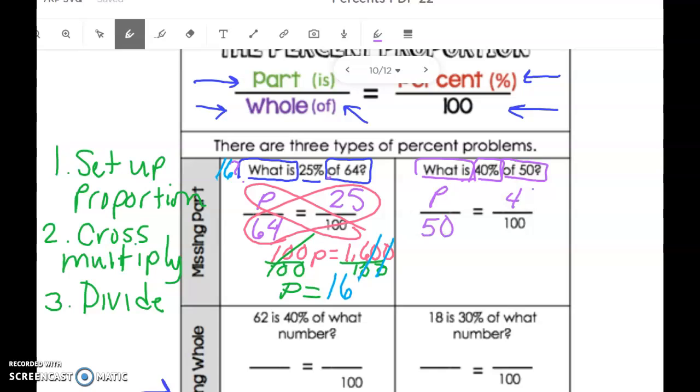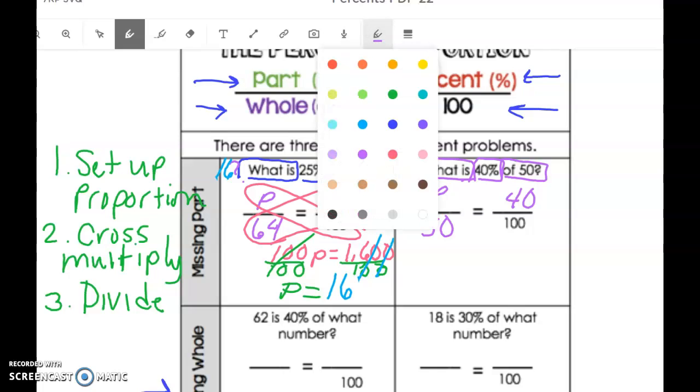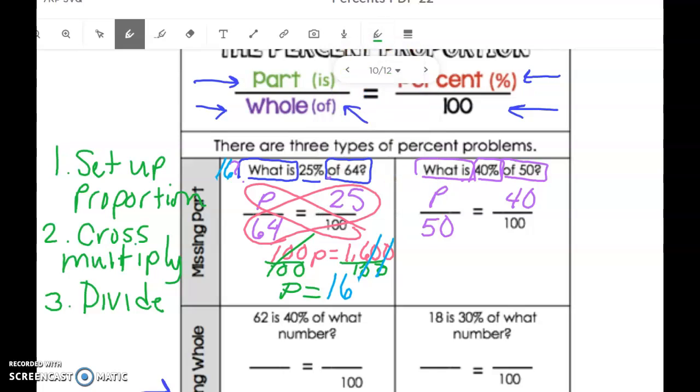And my percent goes over 100. No decimals or anything like that, just 40 over 100 means 40%. So that is my step 1 of setting up the proportion. Next step, cross multiply.